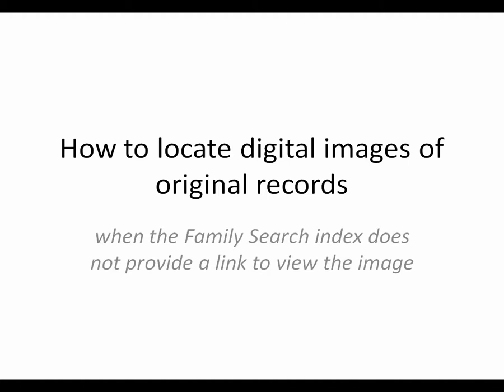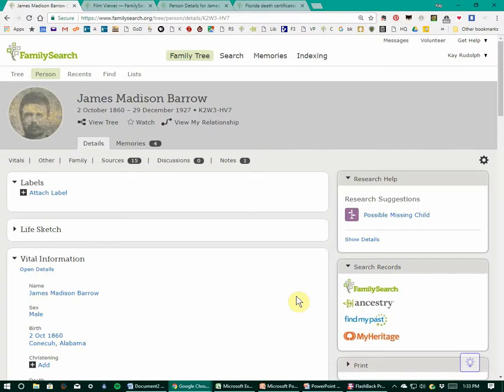This presentation provides step-by-step instructions on how to locate digital images of original records when the FamilySearch index doesn't provide a thumbnail link to view that image. I have 4 examples that I'm going to show you of collections that have been indexed, and provide you some information that will help you get the digital image of the original record.